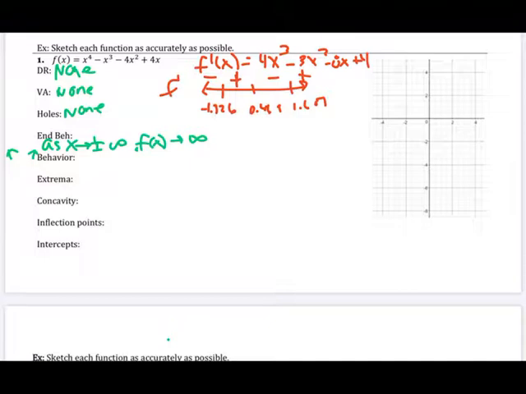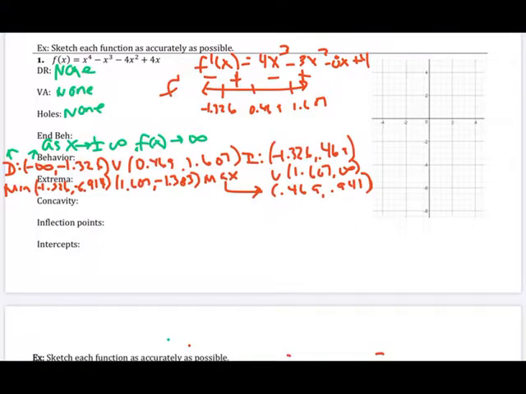I also have some relative extrema happening, since the derivative is going from negative to positive, both at negative 1.326 and at 1.607. So I'm going to have relative minimums there, and I'm going to have a relative max when x is 0.469. So I'm going to go ahead and add that information in. I'm going to remind myself that I know the end behavior, which I'll probably erase later, going up on both ends. I'm going to plot my relative extrema. And then I'm going to start analyzing the second derivative.